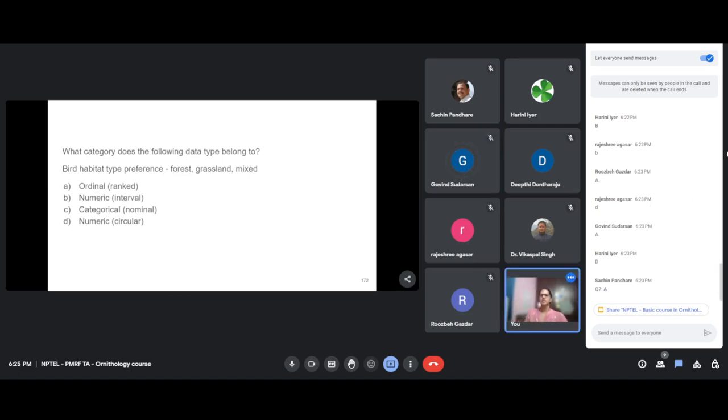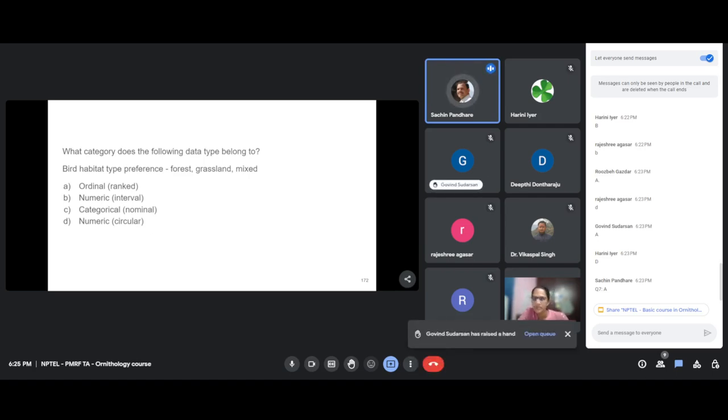Okay, we'll discuss it. Now would someone like to explain all these data types? What is ordinal, ranked? What is numeric interval? What is categorical, nominal, and what is numeric circular? Ordinal rank is like some names or values where we can't compare them. They are individual values, and we can't rank them. Okay, so that is categorical, what I was explaining.